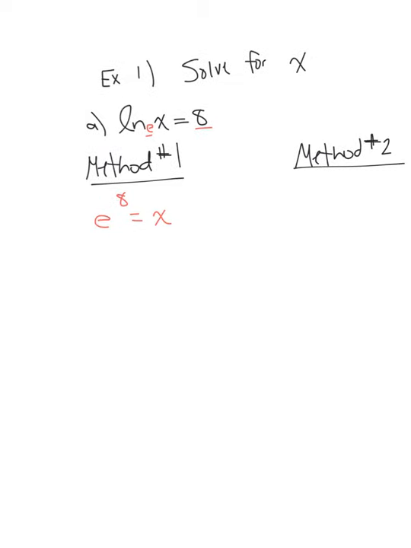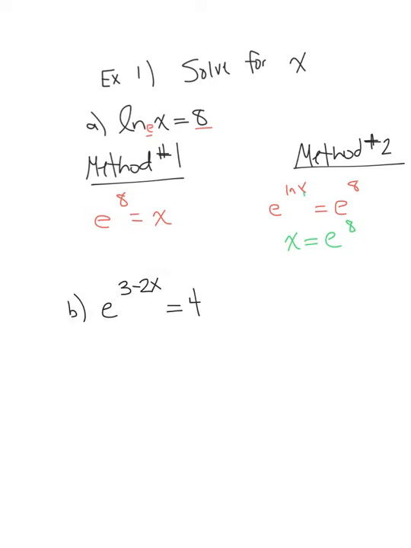So what I could do, sorry about that, is I could say e to the power of ln x is equal to e to the power of 8. And I know from the rules on the previous, well, 2 slides ago, e to the ln x is just equal to x, and then e to the 8 we would leave like that. So same answer, two different methods. It does not matter which method you choose.